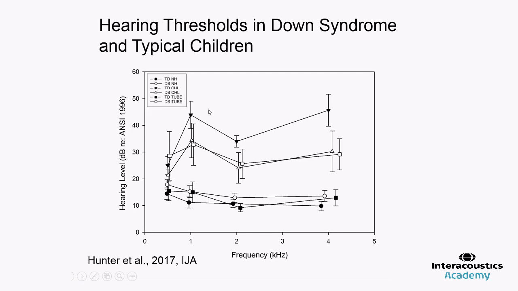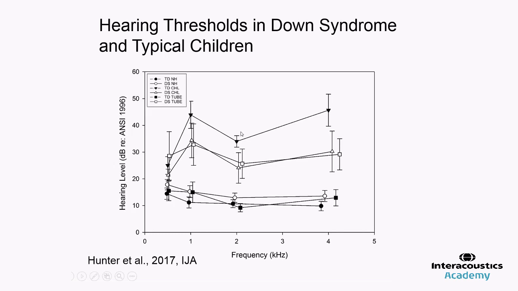The typically developing children are shown with the filled symbols, and the children with Down syndrome are shown with the open symbols. So the ones that had normal hearing, both the TD and the DS groups, you can see the normal hearing status down here at the bottom. And then the typically developing children with tubes also had normal hearing. However, the children with Down syndrome who had tubes present still had hearing loss. And this is frequently reported in Down syndrome because the middle ear space is much smaller and they seem to have more long-standing middle ear problems.